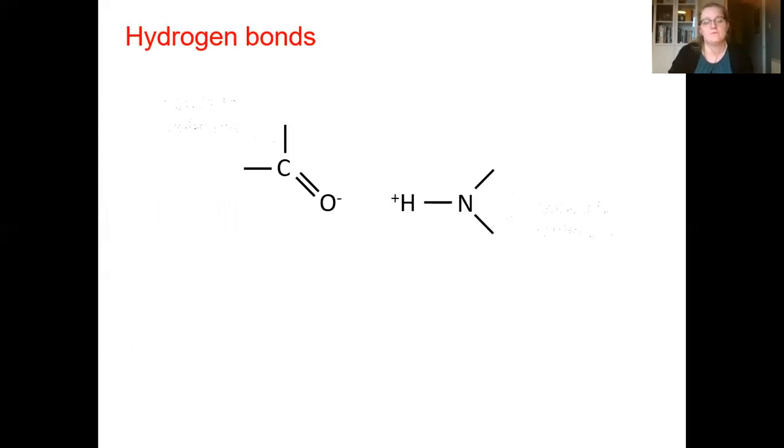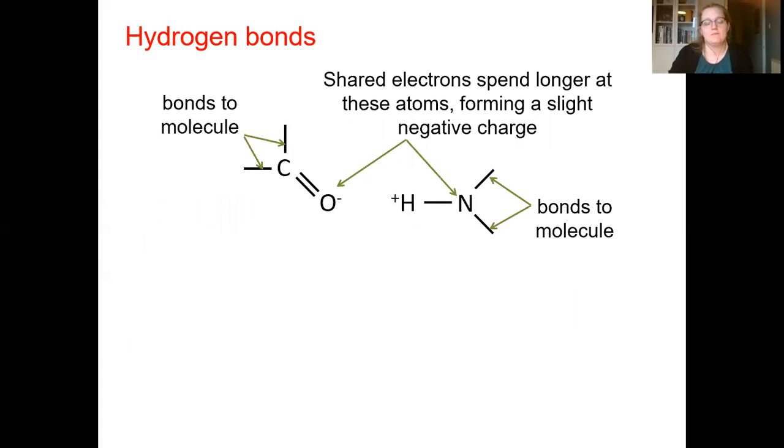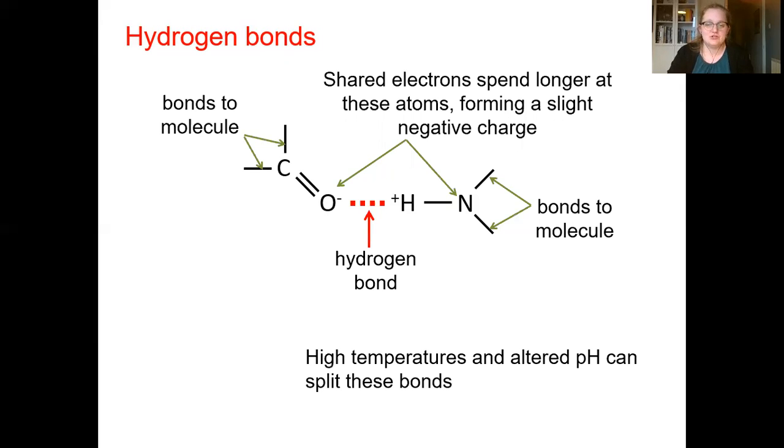Here we have an example. We have our carboxyl group, we have our amine group. The shared electrons spend longer at these atoms, forming a slightly negative charge. And then our hydrogen bond forms here. High temperatures and altered pH can split these bonds. These are the weakest bonds that we're going to talk about here.